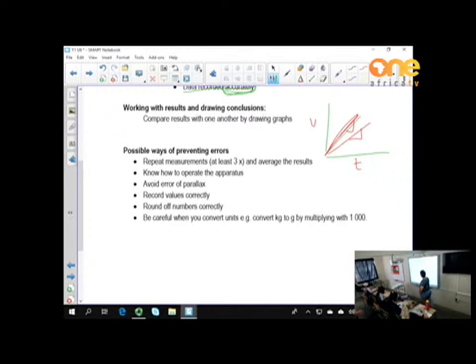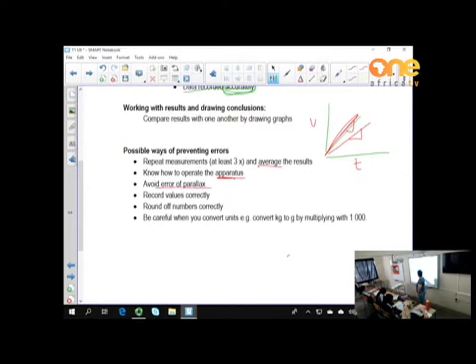Okay, yeah. Repeat measurements and take the average. Know how to work the apparatus. It doesn't help if you have to work with a burette and you can't take the reading on a burette. Or if you have to work with a thermometer and you don't know where to take the reading. For that matter, if you have to work with a measuring tape and you don't know how the reading works on a measuring tape. Because that is also a problem. Do you understand? Okay.